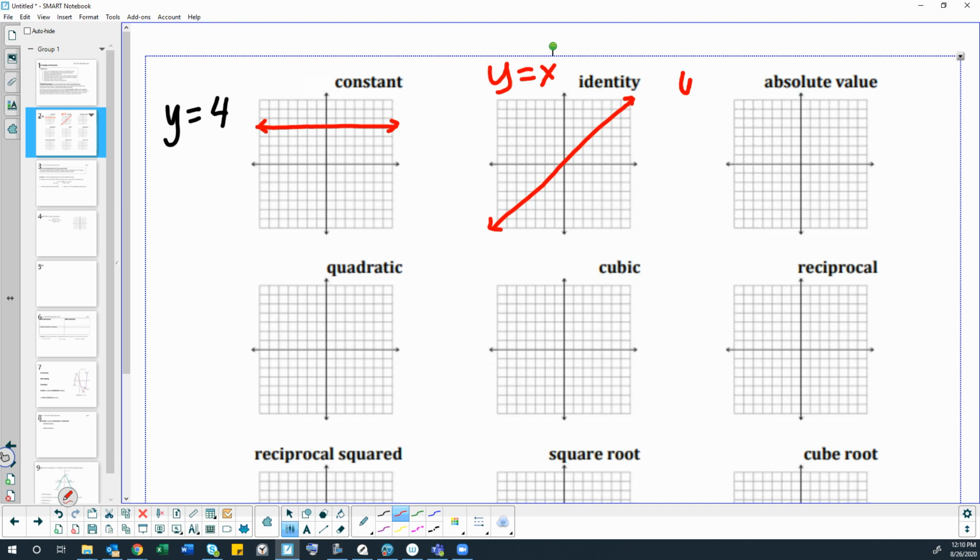Absolute value would be the equation y equals absolute value of x. Now, whatever you plug into it, it doesn't matter if it's positive or negative, you get a positive value. So if we plug in 0, we get 0. But if we plug in a positive number, we get a positive number, kind of like the identity, the same number back. But if we plug in a negative number, we get a positive. So instead of the other side going down into quadrant 3, it actually goes up.